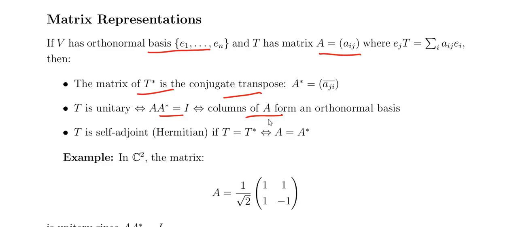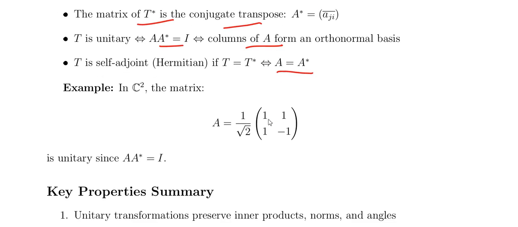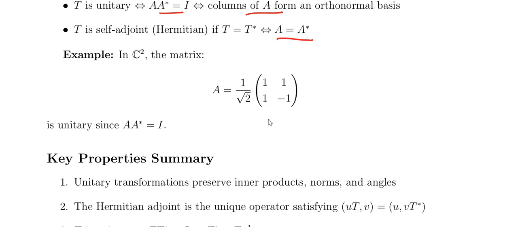And T is self-adjoint, that is called Hermitian. That means if T equal to T star, that is called T is self-adjoint, if and only if A equal to A star, the transpose of the conjugate matrix equivalent to A, that is what we call Hermitian. For example, in C2 the matrix A equal to 1 by root 2 times something, that is unitary. If you find A star, A star A is I, so it is unitary because A star A equal to I.